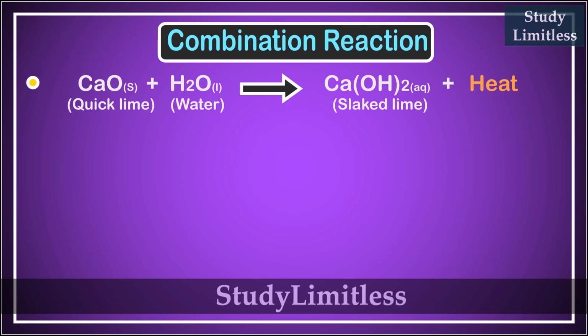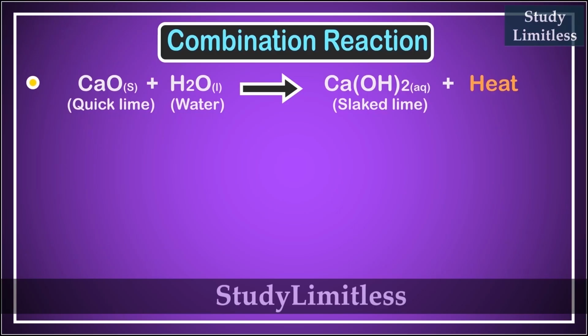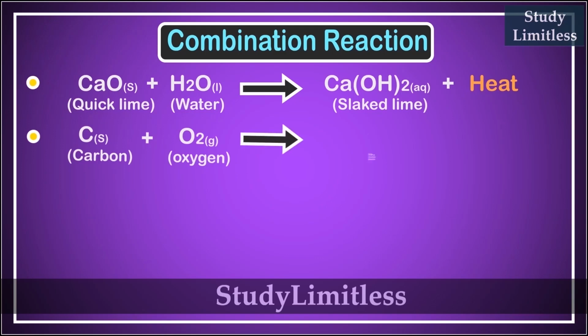Now, as this is an exothermic reaction, obviously we are going to have heat. The other reaction that we can consider is wherein you have a combustion. So, you can consider carbon in its solid state plus oxygen in its gaseous state, and what you get is CO2 plus heat. This is usually what happens when you burn coal.